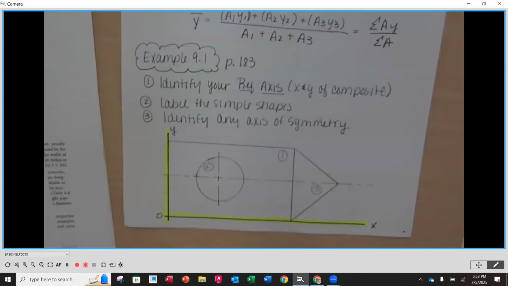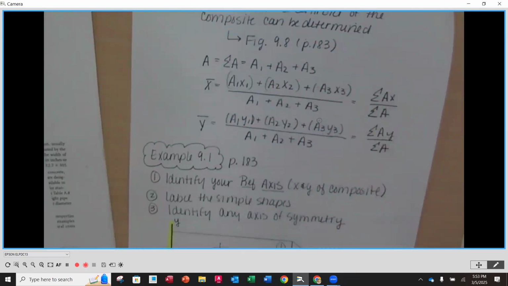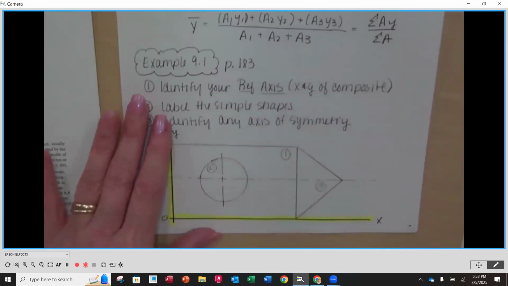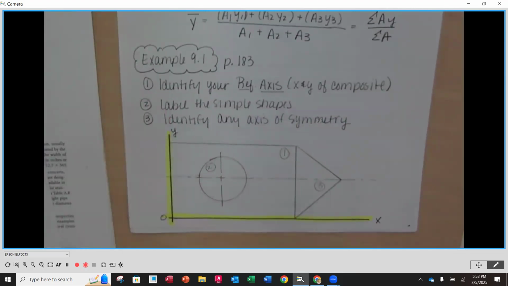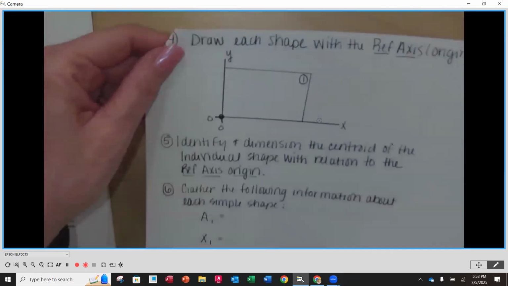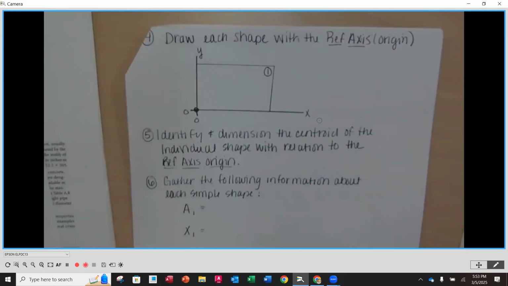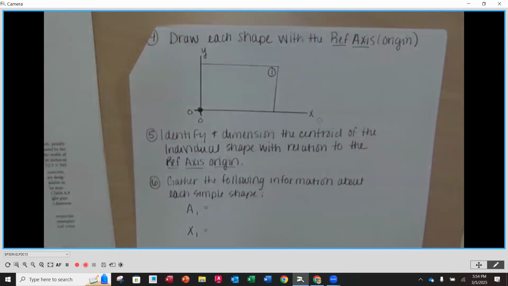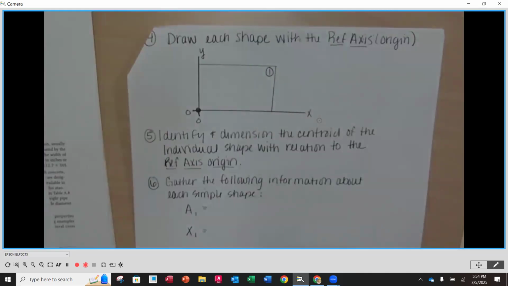Okay. So now throughout, we're going to use the 1s, the 2s, and the 3s, like we saw up here, to identify which shape and which dimension X or Y that we're referring to, shape number 1, number 2, or number 3. And then we're going to turn the page and look at the individual shapes. Now, step number 4 says draw each shape with the reference axis or that origin. So the first shape we're going to look at is number 1. This was the rectangle.